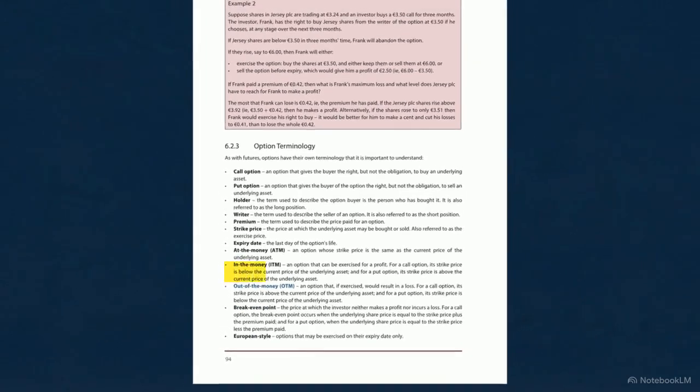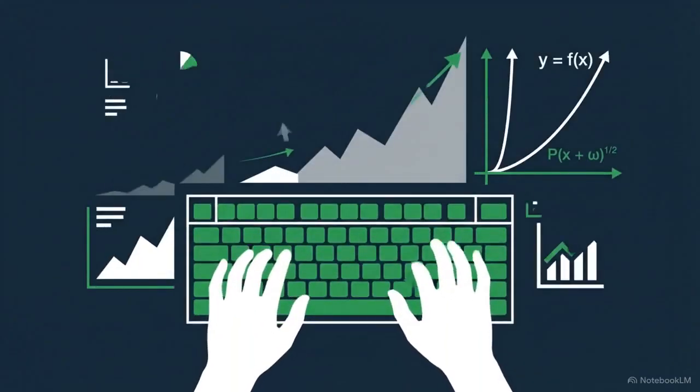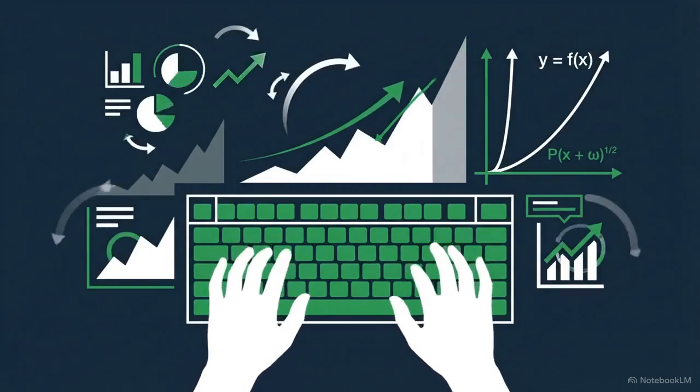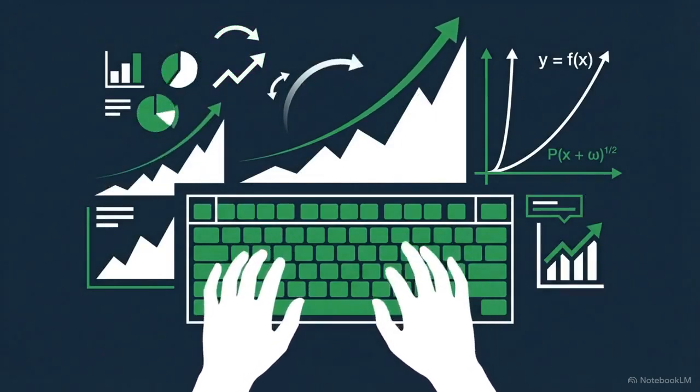An option is in the money when its strike price is immediately profitable compared to the current market price of the underlying asset. Conversely, an out-of-the-money option is priced unfavorably. Exercising it right now would result in a strict financial loss. By combining fractional upfront costs with precise break-even thresholds, derivatives allow traders to artificially amplify their market returns.